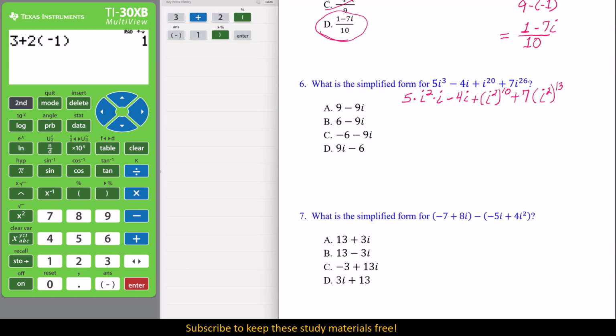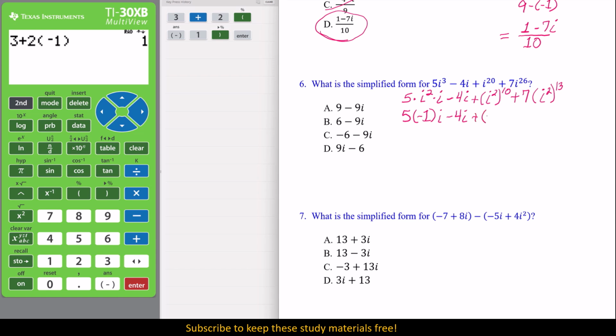Okay, now let's think about this. It'll work. I know that you probably weren't taught to do it this way, but if you break it down exponentially, it'll start to make a little more sense. So let's rewrite here. We have 5 times -1 times an i. 4i stays as is.